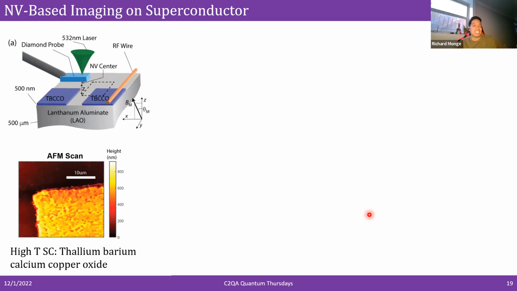So this is our setup. We have the diamond probe that I've been mentioning all along with the single nitrogen vacancy center at the apex and a nearby RF wire to drive the NV center. And here we have a superconducting patch, a thallium barium calcium copper oxide high temperature superconductor, TBCCO. We have a corner patch here.